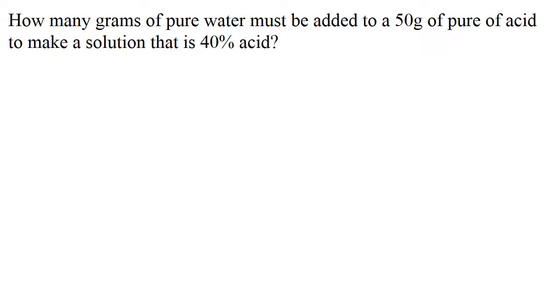All right, so now let's look at one last problem. How many grams of pure water must be added to 50 grams of pure acid to make a solution that is 40% acid? Now look at that last bit. I'm looking for something that's 40% acid. My percentages are based on acid, not water. So I'm looking for how many grams of pure water, H2O is water.